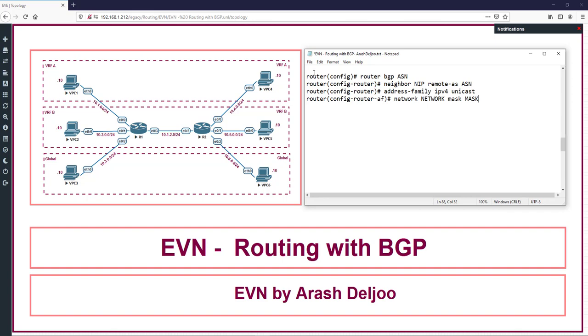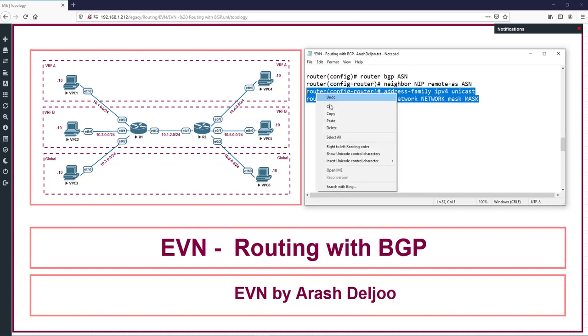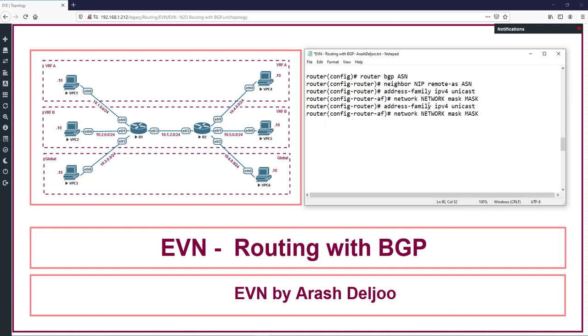If you want to configure BGP for a VRF, the command is the same with one difference: address family IPv4 unicast for which VRF name. That's it, it's so easy. Let me show you how we can configure BGP between router R1 and R2. Assume that R1 is in AS 65000 and R2 is in AS 65001.